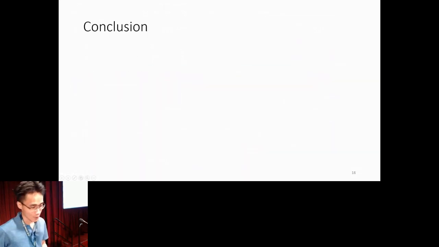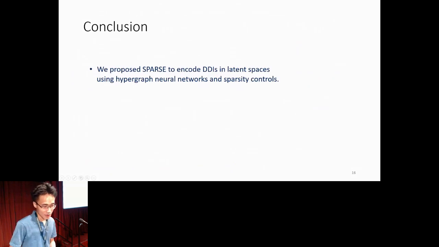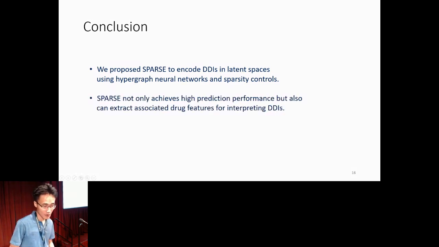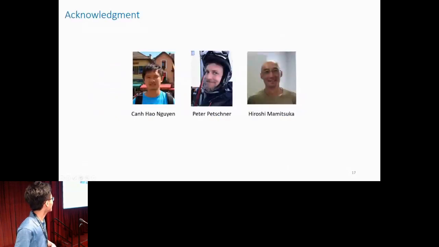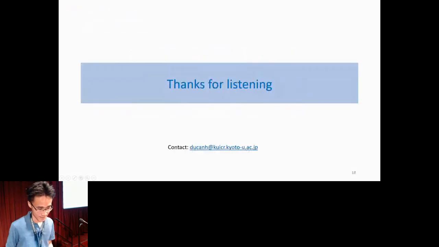And the conclusion of our work. So I would like to bring a simple conclusion. We propose SPARSE to encode drug-drug interaction in latent space using a hypergraph network with specific controls. And our SPARSE model not only achieves high prediction performance, but also can extract associated drug features for interpreting the data. And I would like to thank my team, Duc Anh Nguyen, Peter, and Professor Hiroshima Mitsuka for supporting my work. And also thank you all for listening.